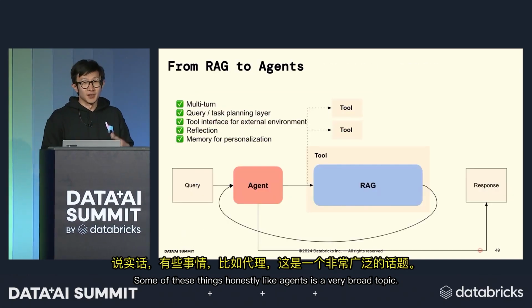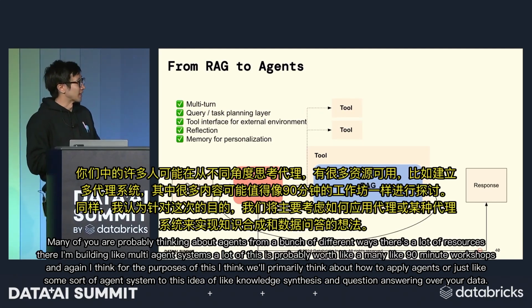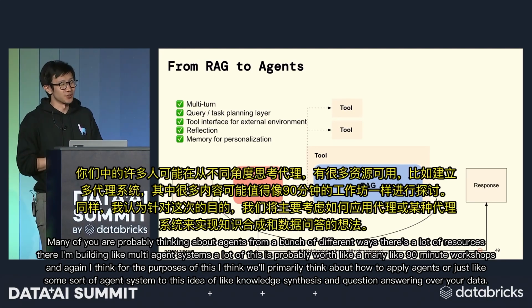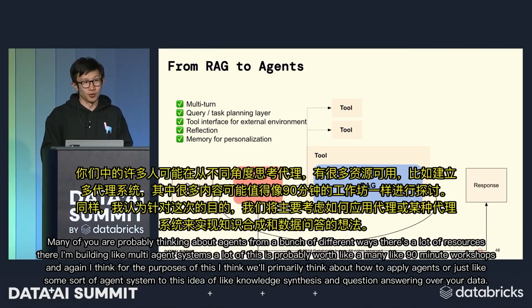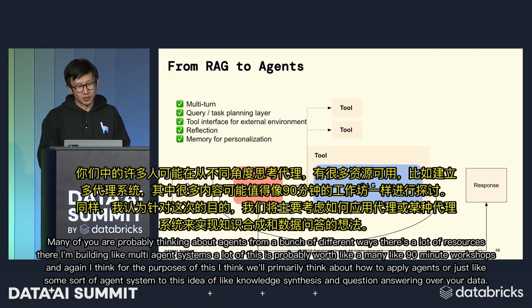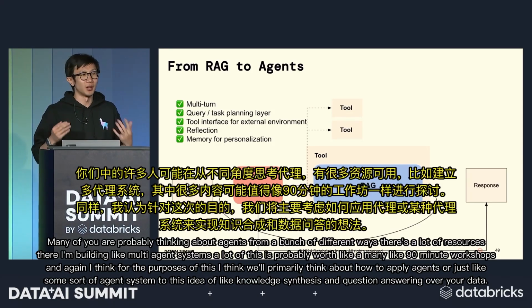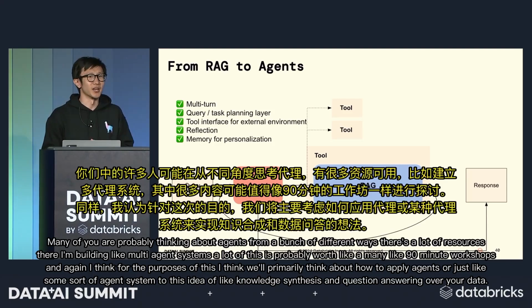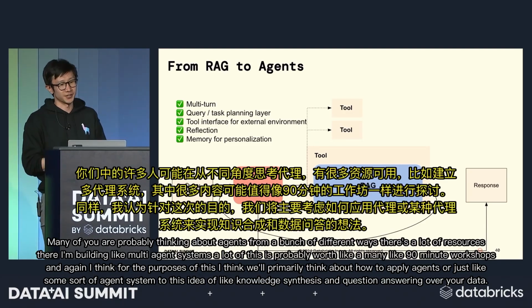Some of these things, honestly, agents is a very broad topic. Many of you are probably thinking about agents in a bunch of different ways. There are a lot of resources on building multi-agent systems. A lot of this is probably worth many 90-minute workshops. And again, for the purposes of this, I think we'll primarily think about how to apply agents, or some sort of agent system, to this idea of knowledge synthesis and question answering over your data.